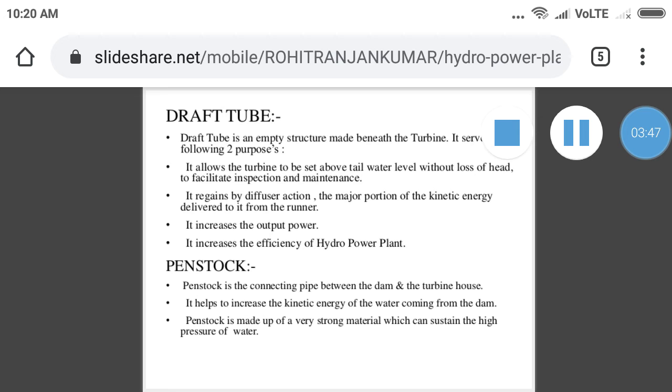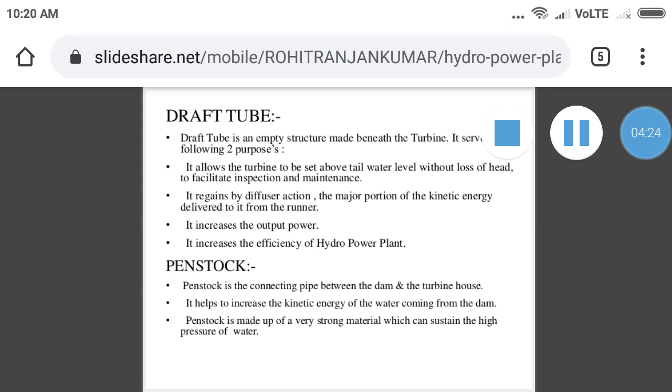Draft tube. Draft tube is a hollow structure made beneath the turbine. It serves the following purposes. It allows the turbine to be set above tailwater level without loss of head to facilitate inspection and maintenance. It regains by diffuser action the major portion of the kinetic energy delivered to it from the runner. It increases the output power. It increases the efficiency of the hydropower plant.